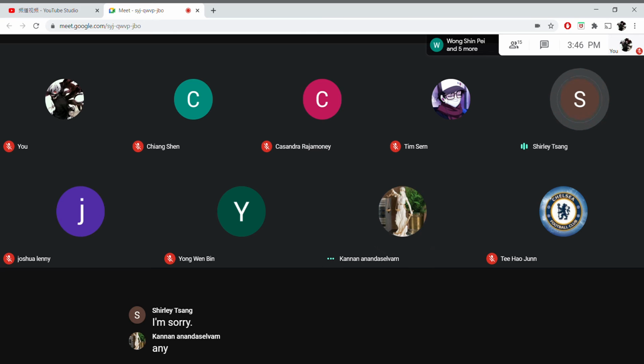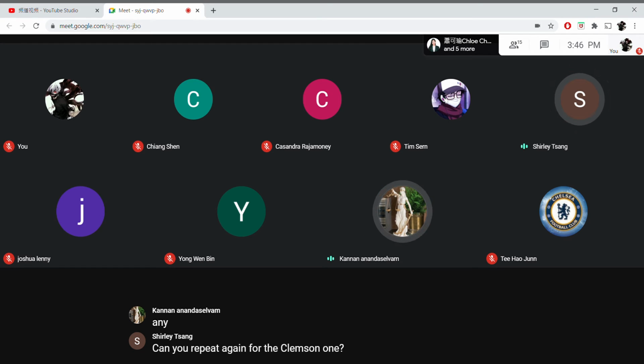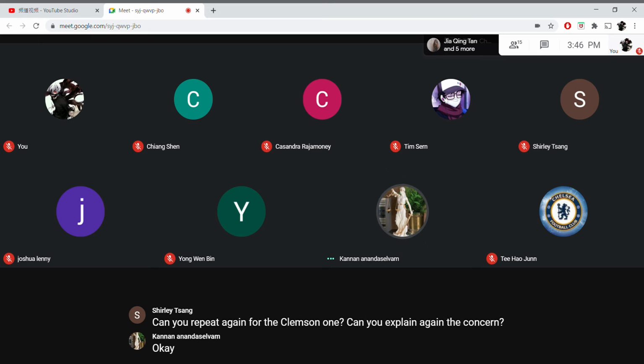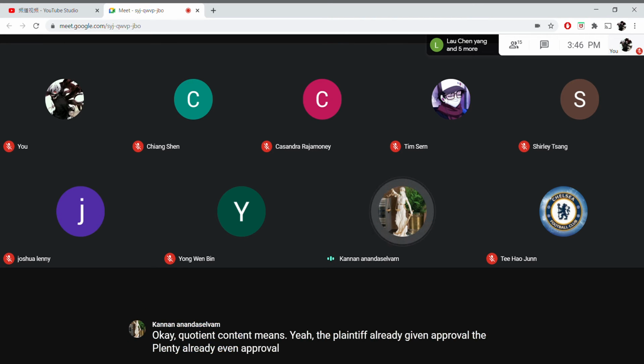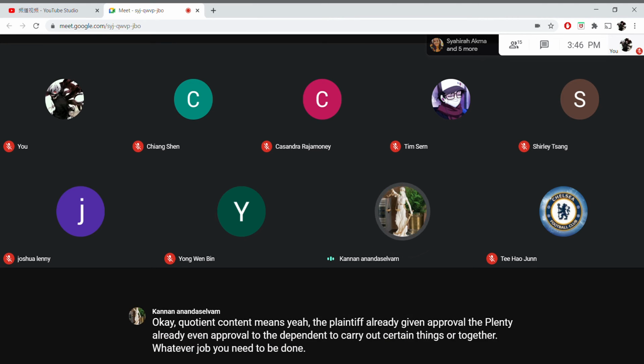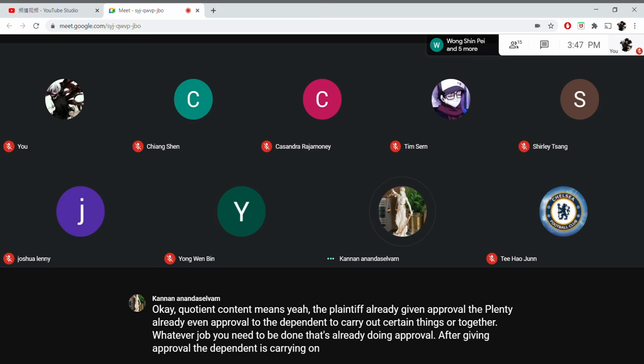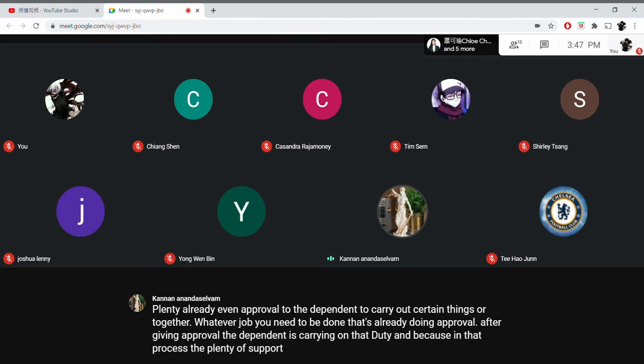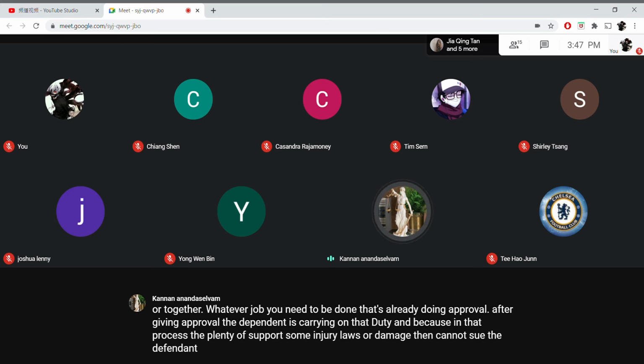Sorry, Esther. Can you explain again the consent? Okay. Consent means the plaintiff has already given approval to the defendant to carry out certain things, or whatever job needs to be done. After giving approval, the defendant is carrying out that duty. And because in that process the plaintiff suffered some injury, loss, or damage, he cannot sue the defendant because the plaintiff already gave the consent or approval for the defendant to carry out.